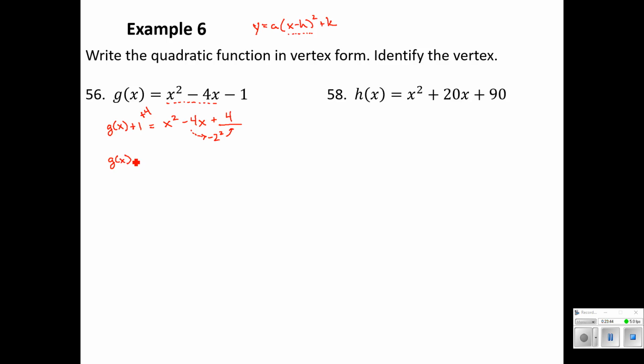So now I've got g of x plus 5 equals, and now I'm ready to call this x minus 2 squared. Again, that negative 2 that was half of our b value is what goes into that factor. And the last step is to subtract the 5 back over. Now that the completing the square process is done, we can move that back over to the other side of the equation, and we get our function in vertex form. The vertex of that function is positive 2, negative 5.